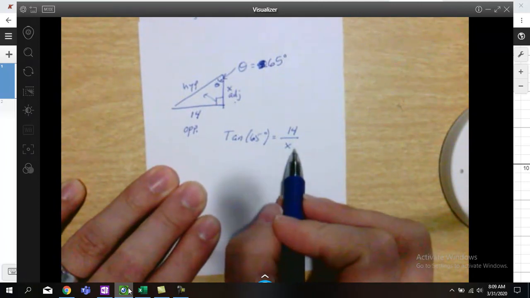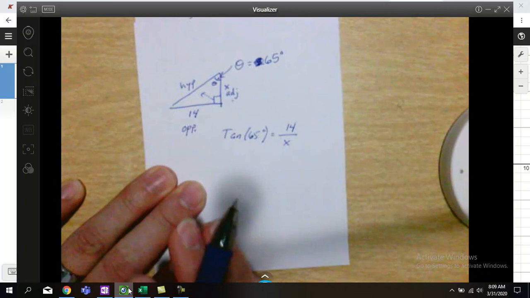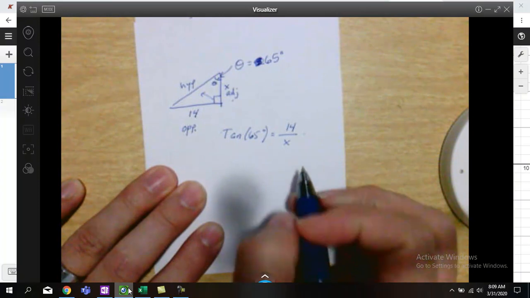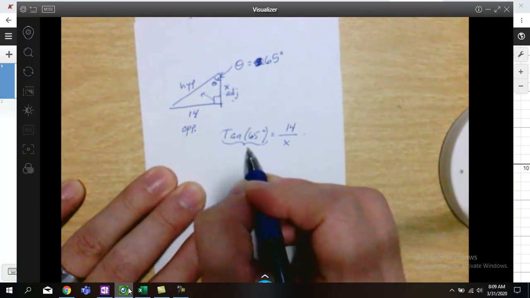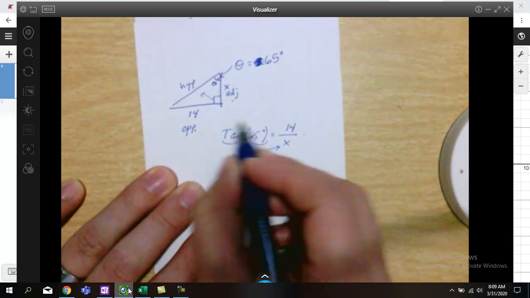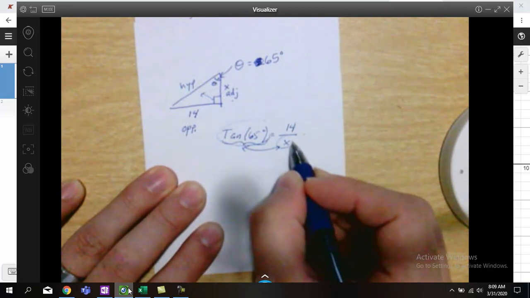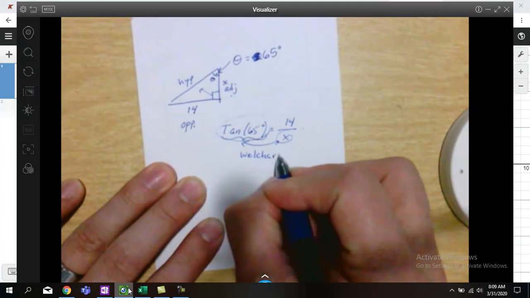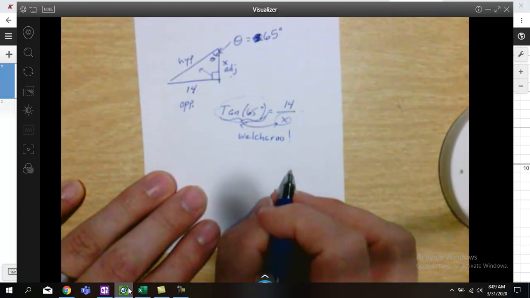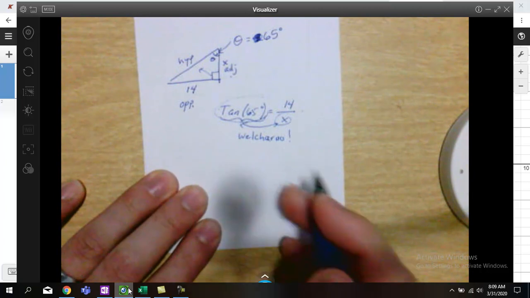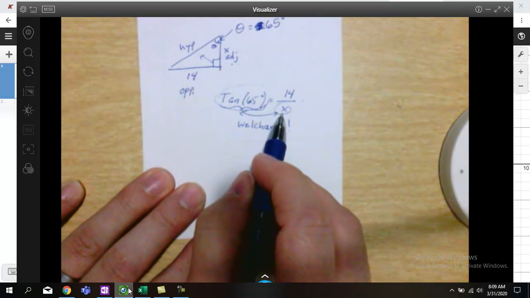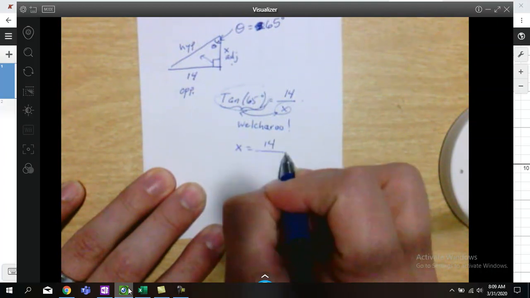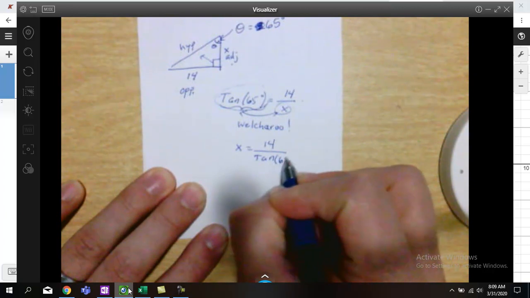Now, when x is in the denominator, this problem is going to solve a little differently. I can't just multiply by x, because then I still have to move the tangent back. We talked about this in class a couple weeks ago: if we take the whole tangent of 65 and the whole x and trade them places, Welch calls it the Welcheroo. You don't have to technically call it that, but it's a swap that we make between the denominator of the fraction and what the fraction equals. So x equals 14 over tangent 65.